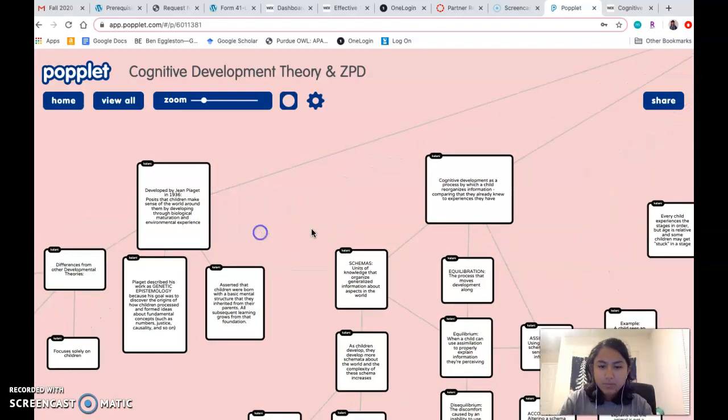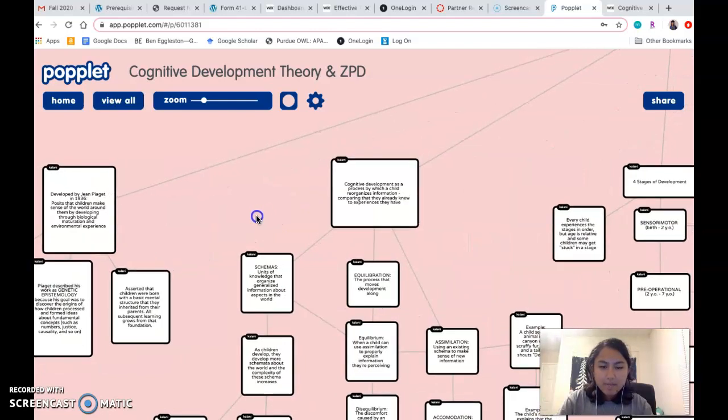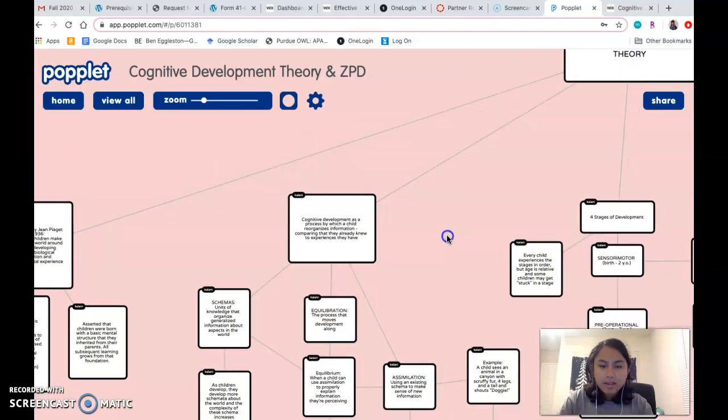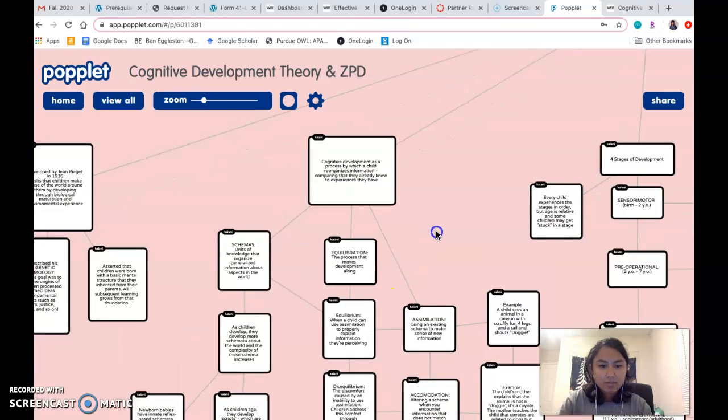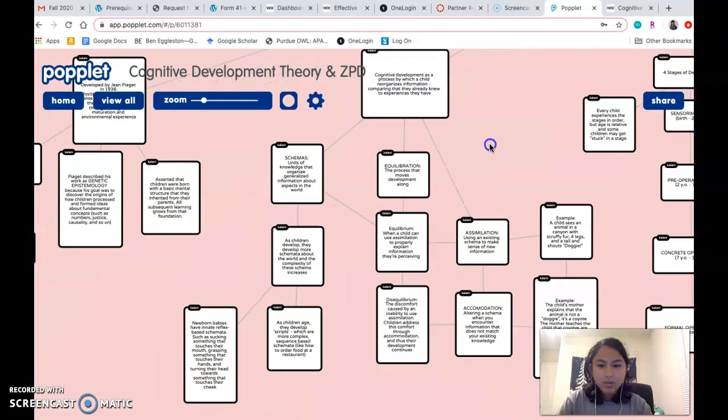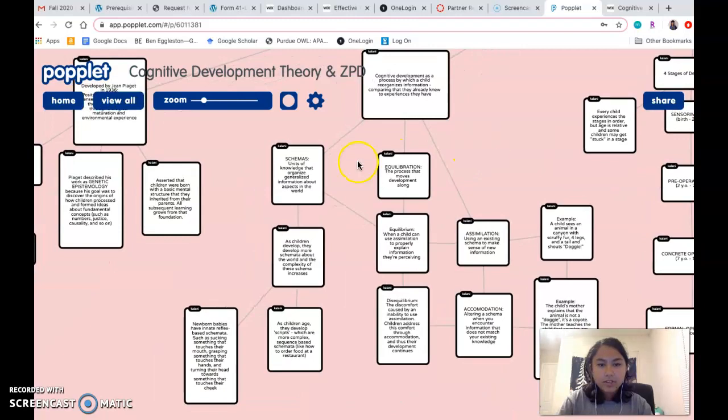So, to get more into that, in this theory, cognitive development is a process by which a child reorganizes information and compares what they already know to information that they are receiving. So in this sense, we're going to go over some key words. The first key word is a schema.